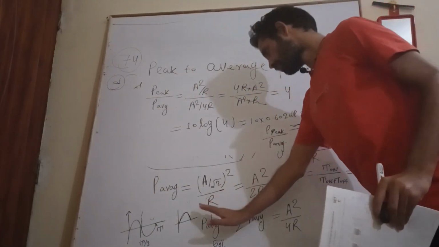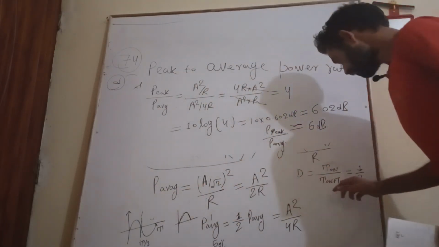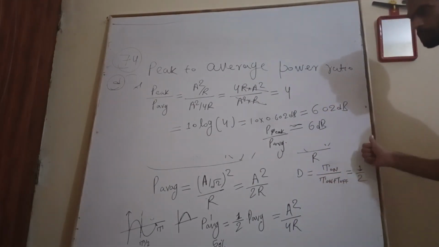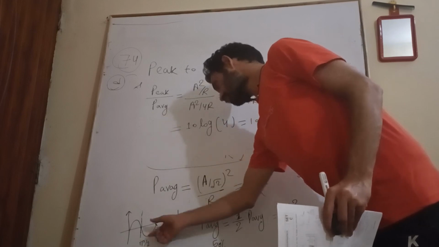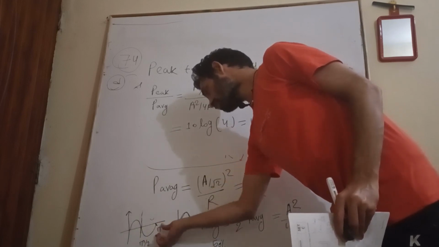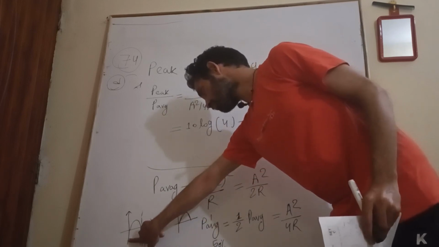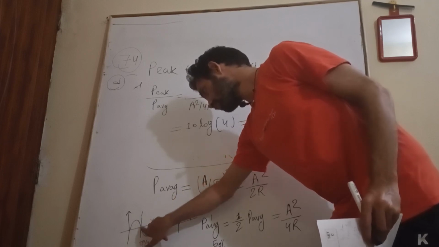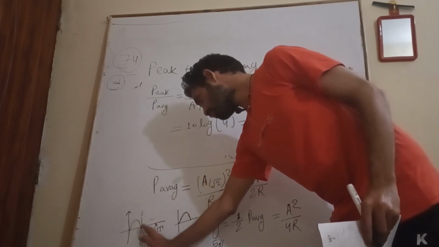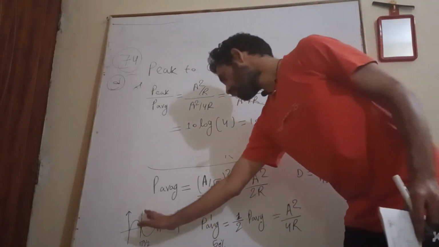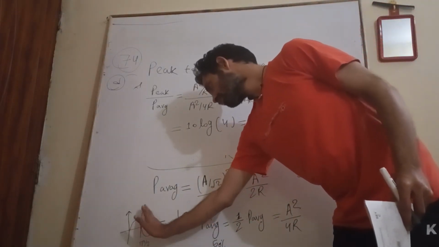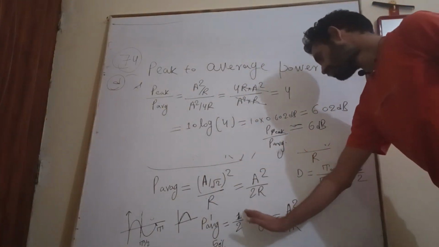Here we only have to concentrate on the average power for a duty cycle of 50%. It is asking only about a 50% duty cycle. This is my 100% duty cycle, with T on and T off both. But up to 50% duty cycle, we have to take half. Up to this it is on, so therefore it is half of this average power.